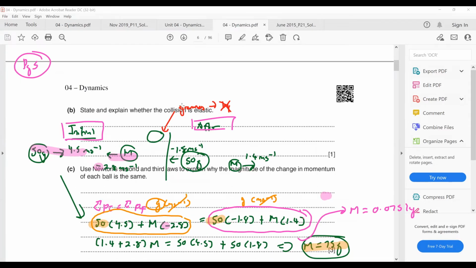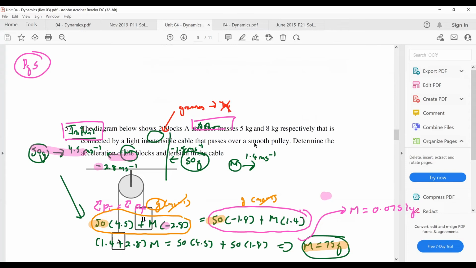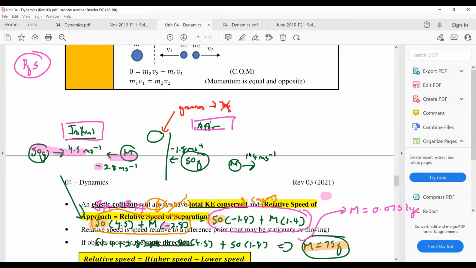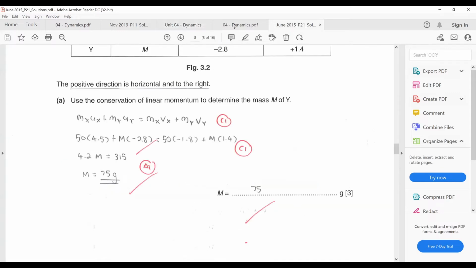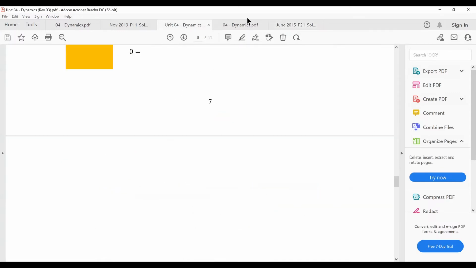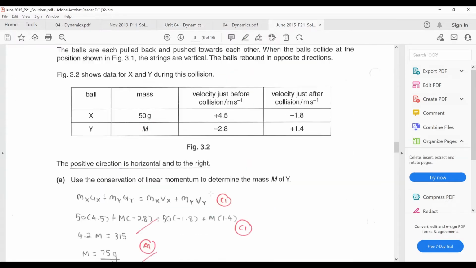Okay, now for part B, still explain whether the collision is elastic. Now, when explaining whether a collision is elastic or not, I remember telling you that elastic collision usually only has two things that you need to consider. That one being the total KE must be conserved and the relative speed of approach must be equal to relative speed of separation. In any questions that ask you to determine whether a collision is elastic, you will always base your explanation on these two criteria. Either you talk about the total KE, or you talk about relative speed of approach equals relative speed of separation.